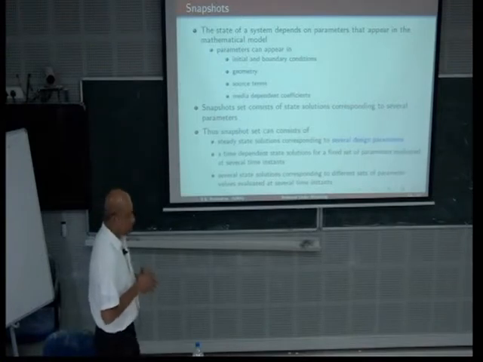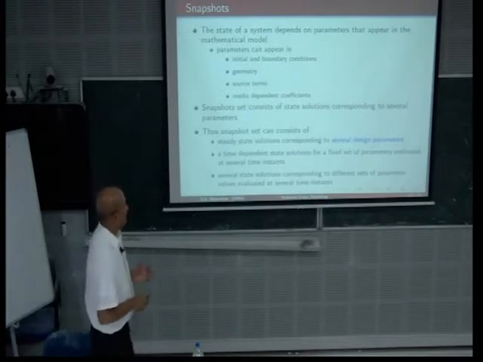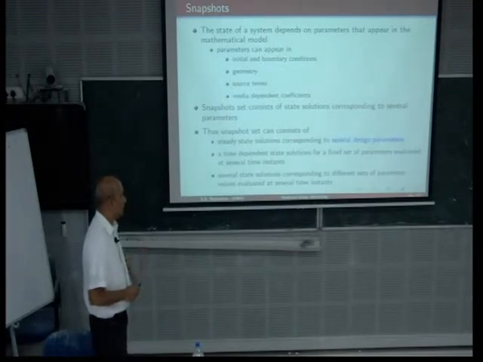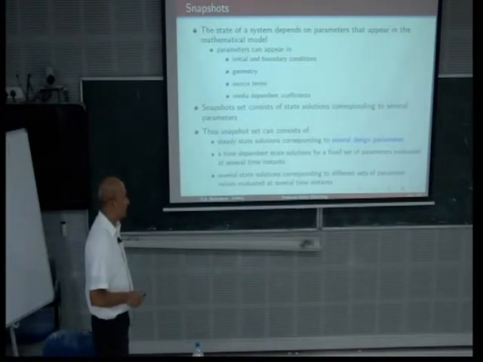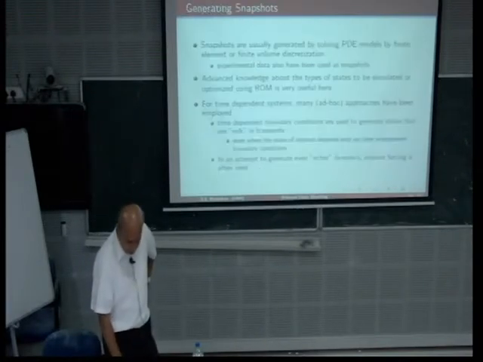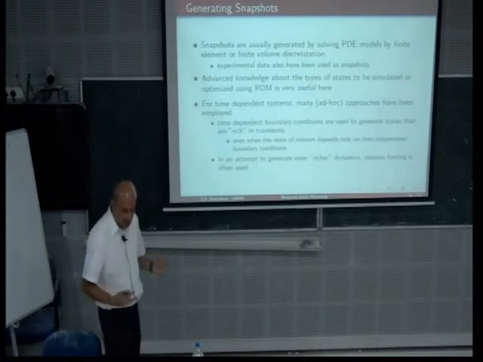So how do we generate a snapshot? At this point, it is a little ad hoc. People have employed steady state solutions corresponding to several design parameters. That is one way to come up with snapshots, or time dependent state solutions for a fixed set of parameters evaluated at several time instances, or several state solutions corresponding to different sets of parameters evaluated at several time instances. These are some of the techniques employed to generate a rich snapshot.